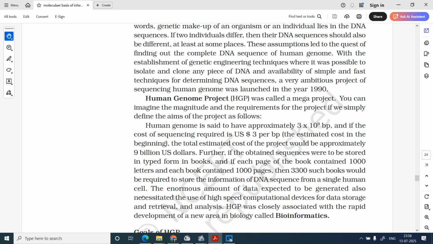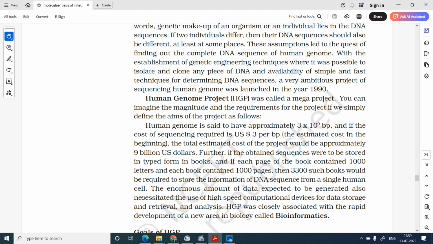The Human Genome Project was called a mega project. You can imagine the magnitude and the requirements for the project if we simply define the aims of the project as follows. The human genome is said to have approximately 3 x 10^9 base pairs, and if the cost of sequencing required is US dollar 3 per base pair, the total estimated cost of the project in the beginning will be approximately 9 billion US dollars.